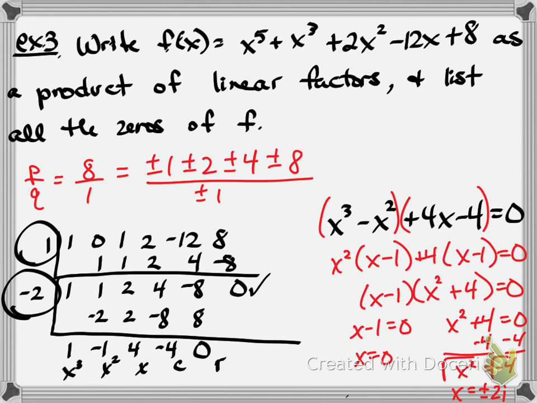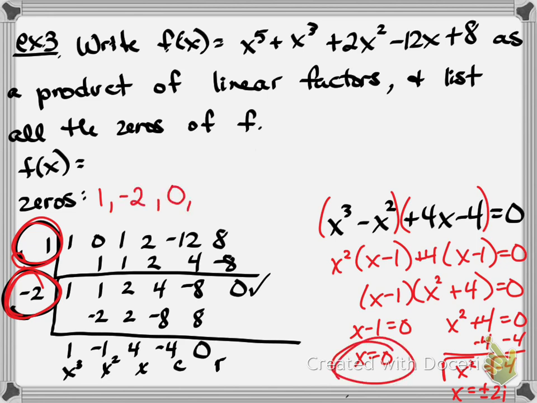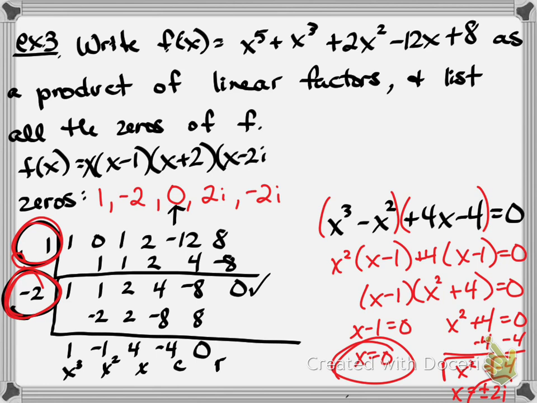It wants us to write it as a product of linear factors. I'm going to erase my p over q. So my product of linear factors is, let's write the zeros first. With synthetic division, we got this one and this one. And then by factoring, we got this one and these two down here. So then to write them as the linear factors, it's x minus 1, x plus 2, just an x. This is just an x, and usually we'll put that in the front. And then you have x minus 2i and x plus 2i.